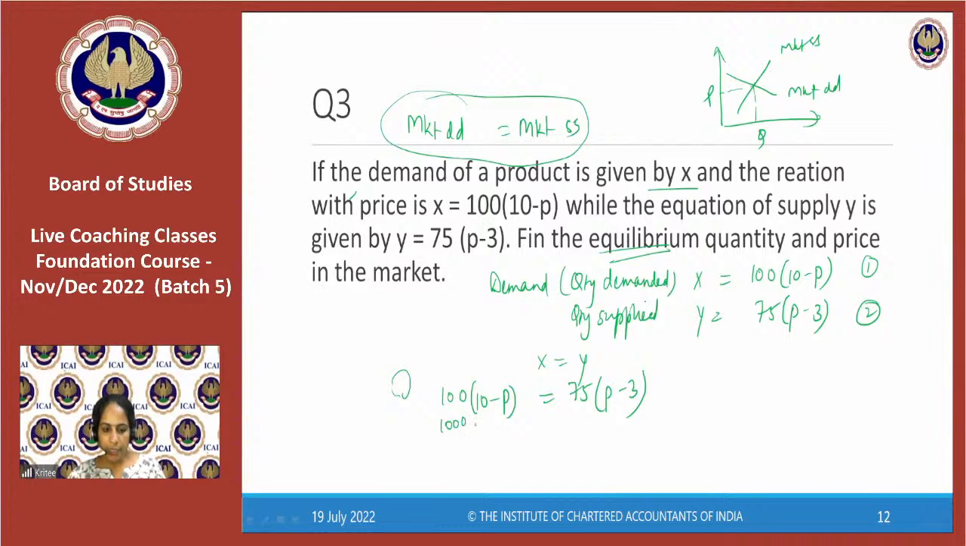Yes, I have started getting the answers. 1000 minus 100p is the same as 75p minus 225. So take all the numbers on one side. 175p is the same as 1225. So your price must be 1225 by 175, and everybody is giving me the answer as 7. Price is 7.